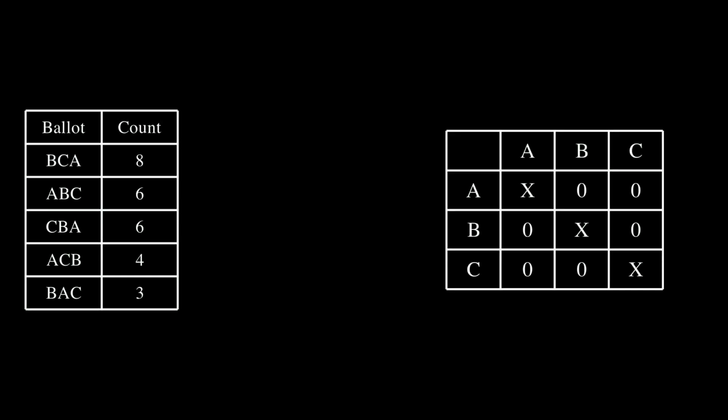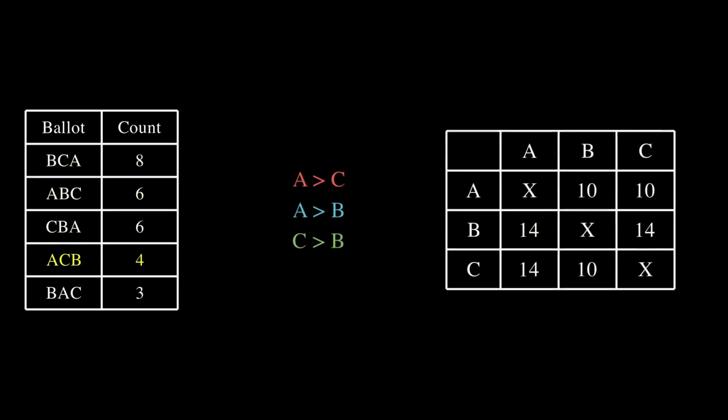First, let's create a table to keep track of all pairwise scores. Now let's look at each ballot. With this ballot, we can see that Betty wins over both Charles and Alice, and Charles wins over Alice. We then update the pairwise table with the number of votes that ballot received. We continue this process for every ballot in the election.